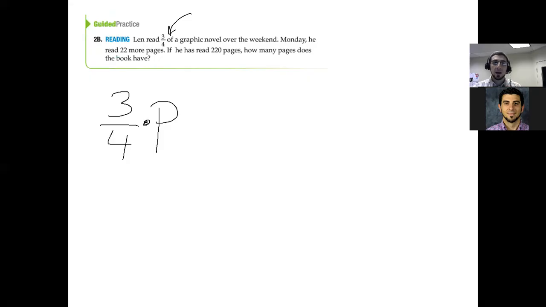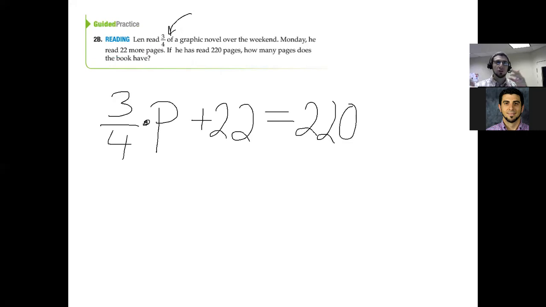Then Monday, he read 22 more pages. So we're going to add on to that 22 because we know the total pages. We know that he's on page 220. Well, he's probably on page 221 because if he read 220 pages, the next page he would read would be page 221. That doesn't matter. Anyway, we know he read a total of 220 pages. And since everything is talking about the number of pages he read, 3/4 of the novel and then 22 more pages, we can add that together and set it equal to 220.